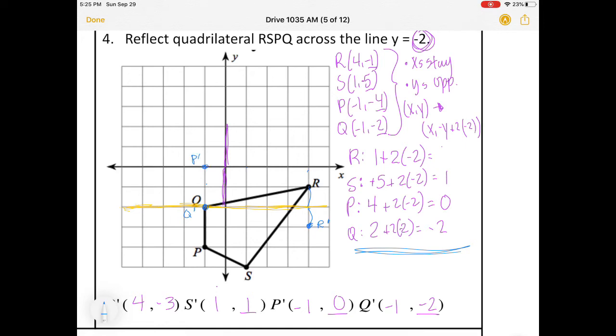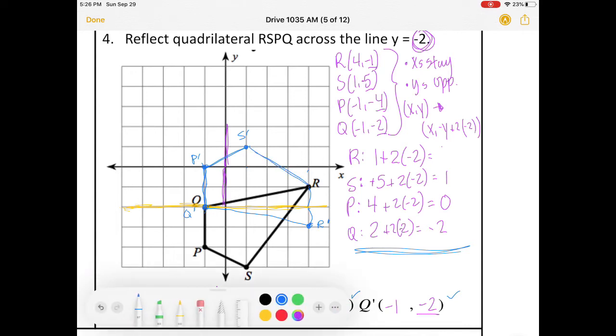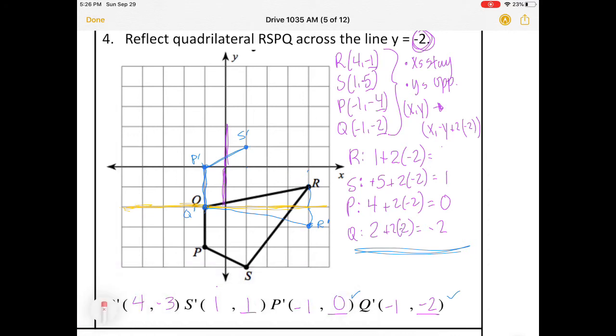So p prime, negative 1, 0. Yep, that was right. Q, negative 1, negative 2. Yep, that was right. All right. S is 1, 1, S prime. All right, but like I said, if you get stuck, that's a way to check. Make sure you're labeling these with the prime, the little apostrophe, because otherwise you might get confused on which point goes where, like I just did there actually. I'm drawing to the wrong one. Because it gets a little confusing since you do have the same letters, okay?